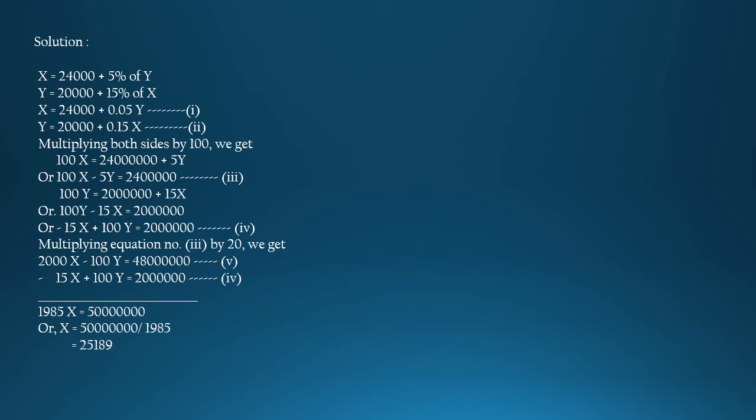So the total overhead of D will be 25,189. Now putting the value of x in equation number 2, we will get the value of y, which is 23,778. So y represents the total overhead of service department E. This is the value of E.